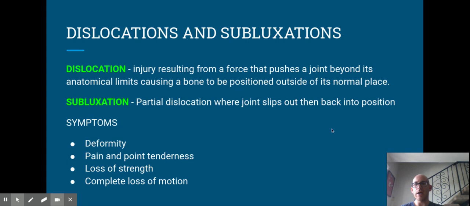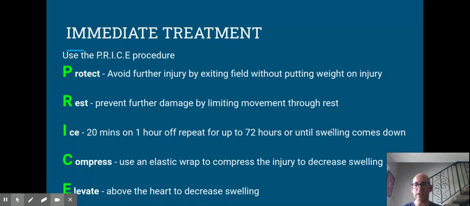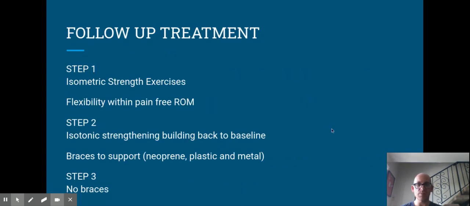Okay. Now, one thing I should say is if you have a 3rd degree sprain, these exercises are going to have to follow surgery, right? So if we get a complete tear of the ligament, isometric building to isotonic is not going to work until that ligament has been surgically repaired. Okay, so that's the follow-up treatment we want.